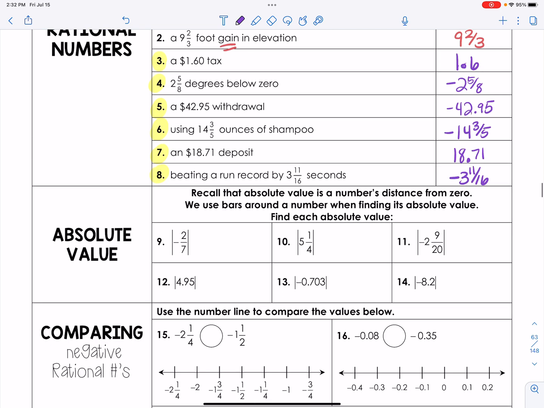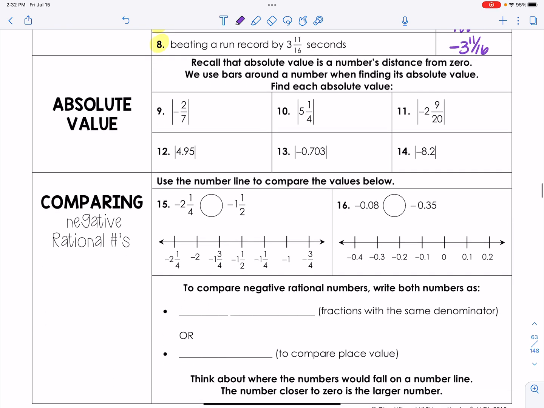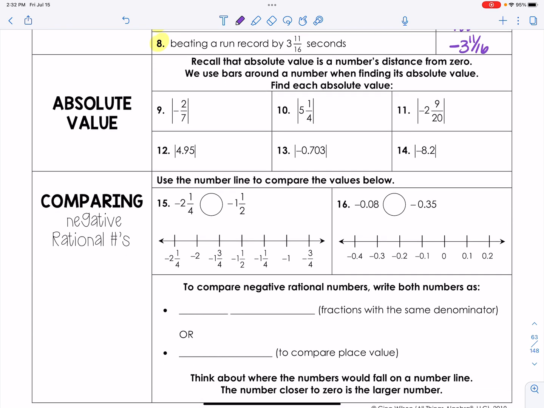All right, we did learn about absolute values. Like it says, recall absolute value is a distance from 0. So we're going to use the bars around the numbers. The absolute value of a negative 2/7 is a positive. Remember, it makes numbers positive. It's the distance to 0. So if it's negative, it changes to positive. If it's positive, it stays. So this would be a positive. Go ahead and do these 3. Pause and do them.